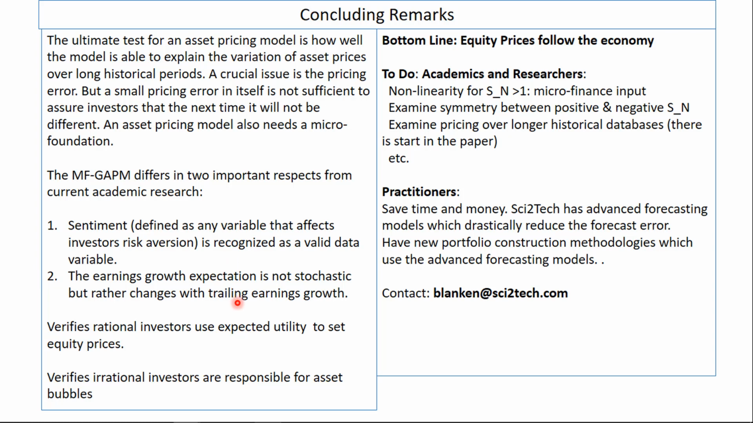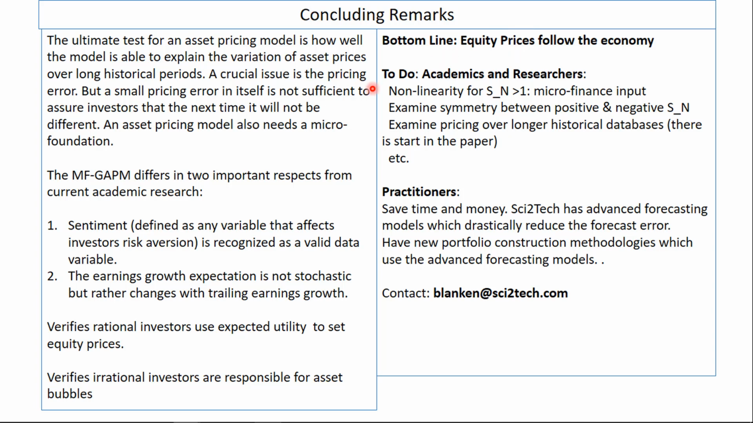And this would question the use of rational expectations in macroeconomic models, I think, as well. But it does verify that investors do use, at least the rational investors do use expected utility to set the equity prices, and it verifies that irrational investors are responsible for asset bubbles. One bottom line you might take away is that equity prices follow the economy. They are not just statistical magnification of stochasticity versus utility. They actually do follow the economy.